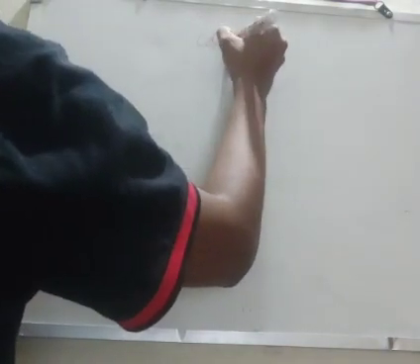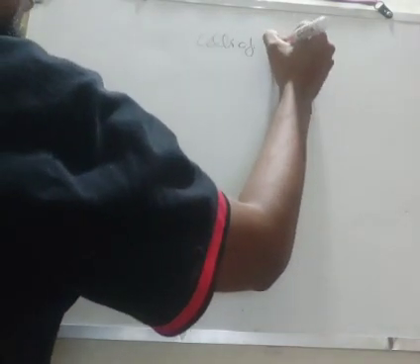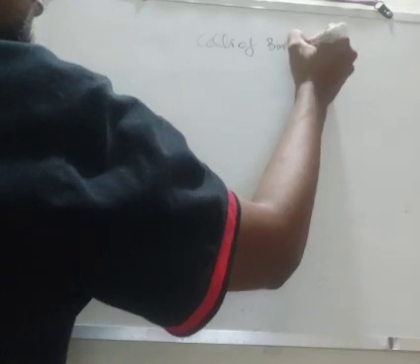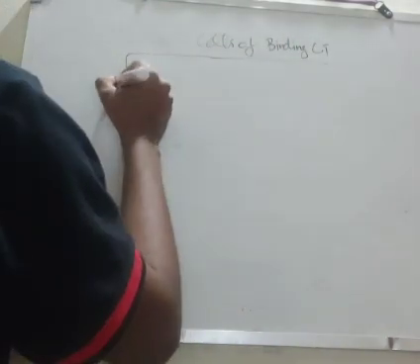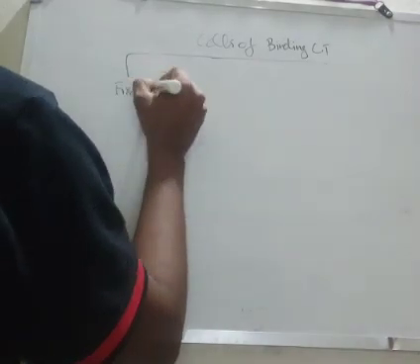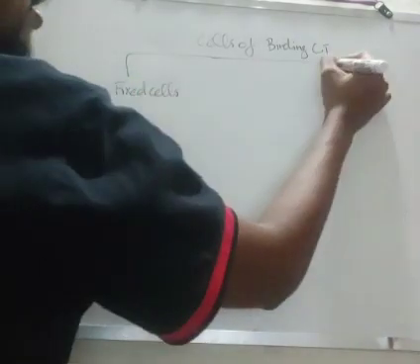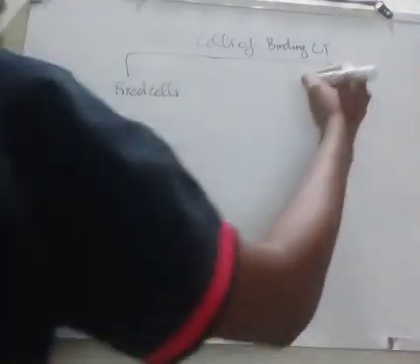So I will write cells of binding connective tissue. Mainly two types: fixed cells and wandering cells.